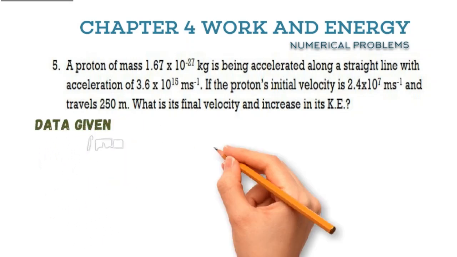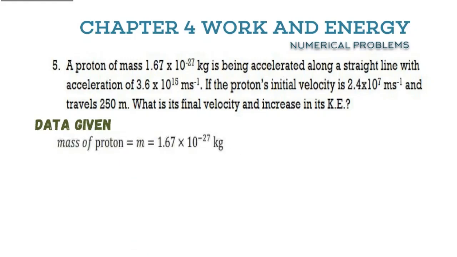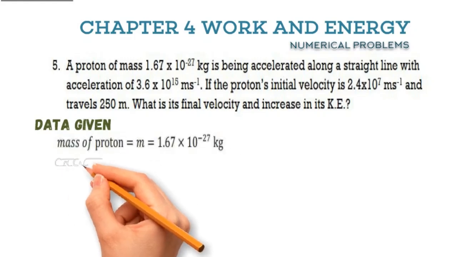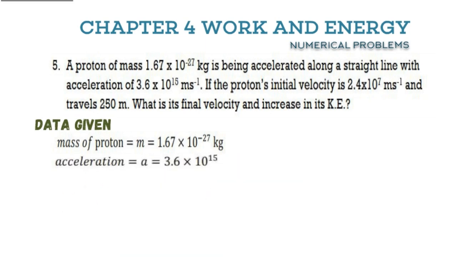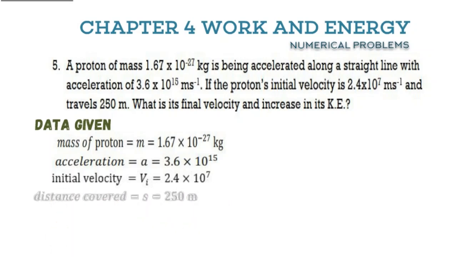The mass of the proton is 1.67 times 10 to the power of negative 27 kilograms. The acceleration is 3.6 times 10 to the power of 15 meters per second squared. The initial velocity is 2.4 times 10 to the power of 7 meters per second. The distance traveled is 250 meters. We are finding the final velocity and the increase in kinetic energy.